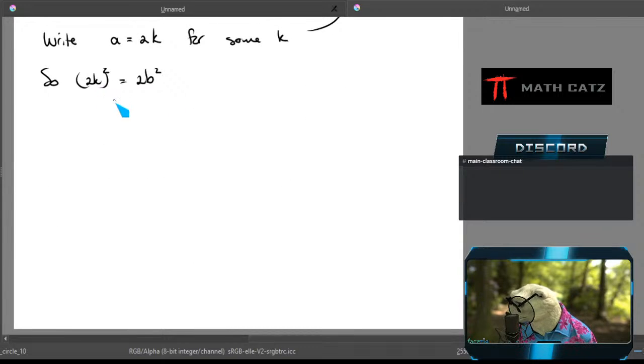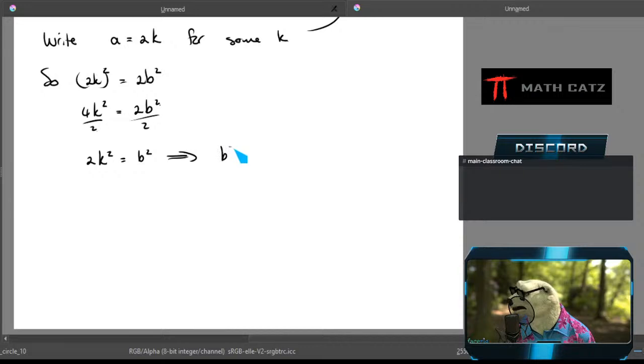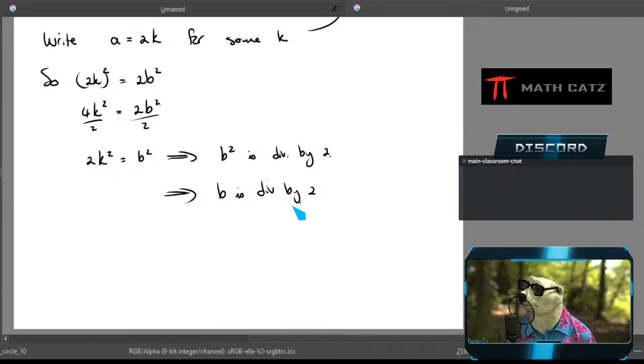Now I know this is a little bit advanced, but we're peeking behind the curtain now, so I want to give you a taste. So if I square, I get 4k squared equals 2b squared. If I divide both sides by 2, I get 2k squared equals b squared, or the other way around. This means that b squared is also divisible by 2, which means that b is divisible by 2 for the same reason. So let me just zoom out here.